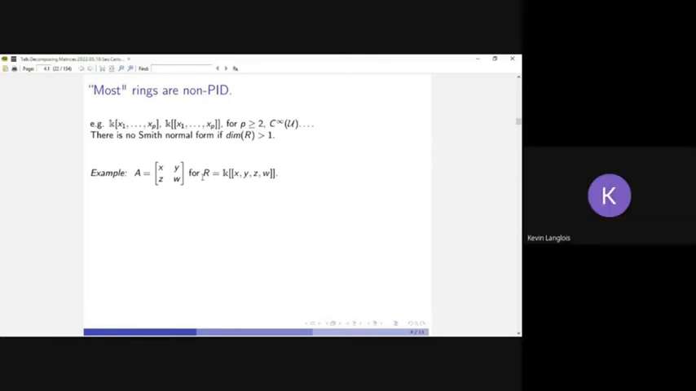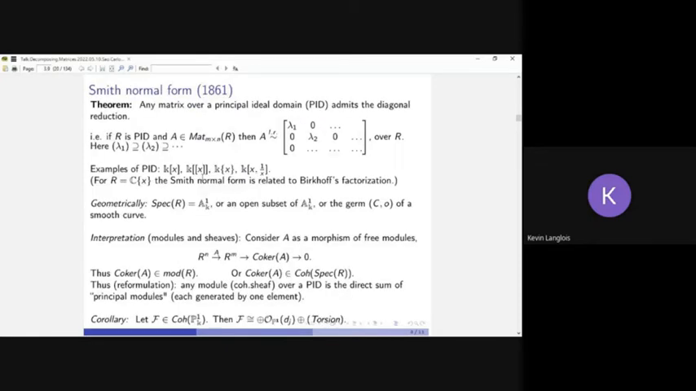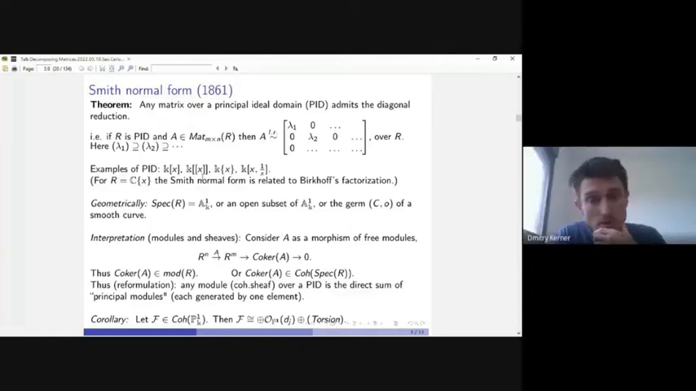And another comment is what you say for the projective line is that the corollary implies that every vector bundle is a direct sum of line bundles, right? Exactly. This is the classical theorem of Grothendieck, right? Thanks. Yes.